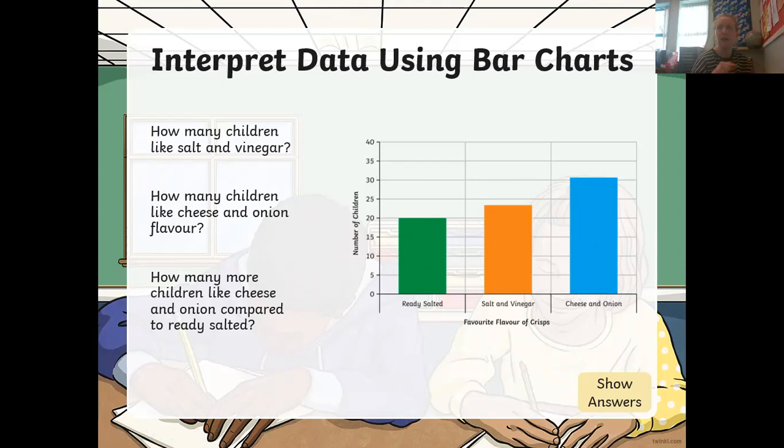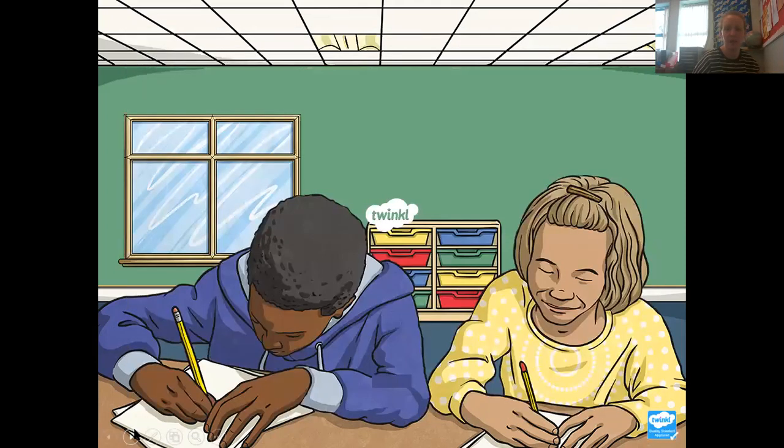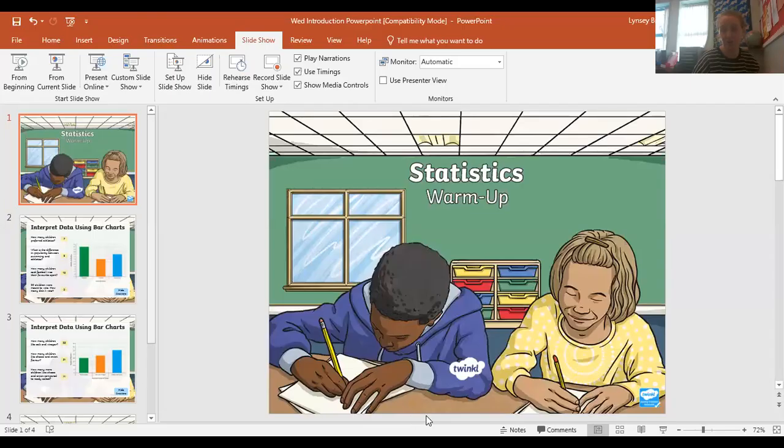So 20, add on 10 would make me 30. Add on another one would make me 31. So that's 10 and 1. 11 more children like cheese and onion than ready salted. So it's just a different way of recording the information there and different information to collect as well. So that is what a bar chart looks like.